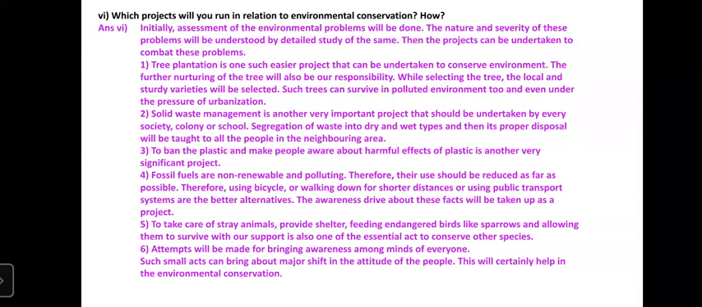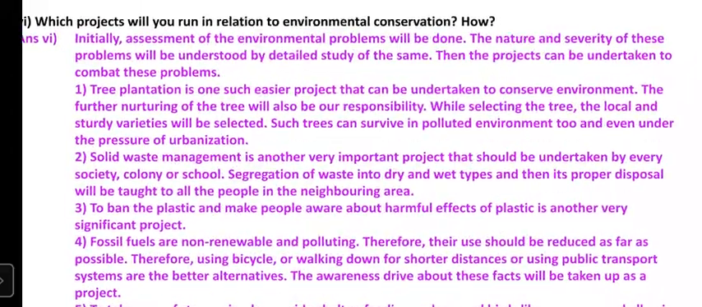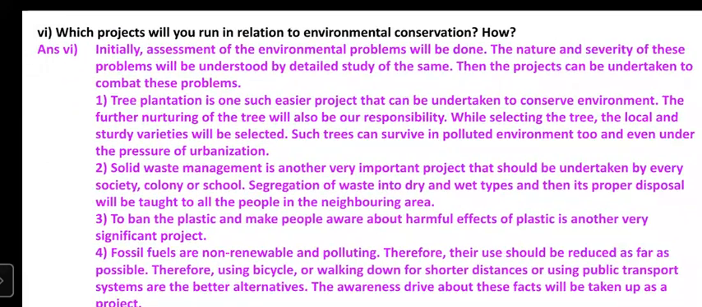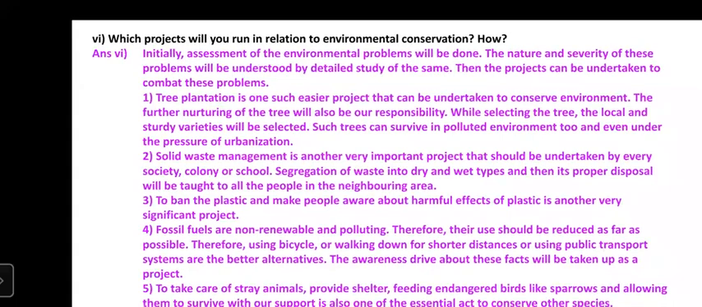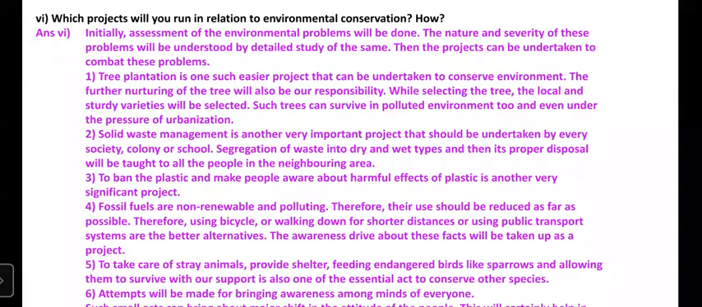Now see the next question. Which projects will you run in relation to environmental conservation? How? Now students, this is somewhat a personal response question. So you can write the answers on your own, in your own points, but proper scientific language should be used. Before planning any project, what has to be done? Initially, an assessment of the environmental problem will be done. The nature and severity of these problems will be understood by detailed study of the same. Then the projects can be undertaken to combat these problems, to solve these problems.